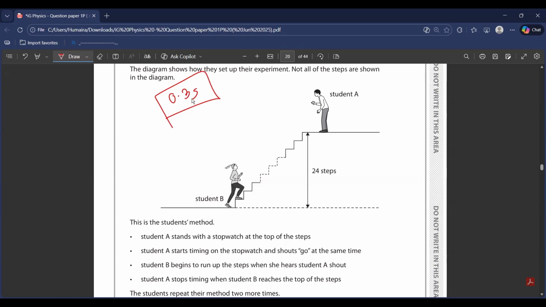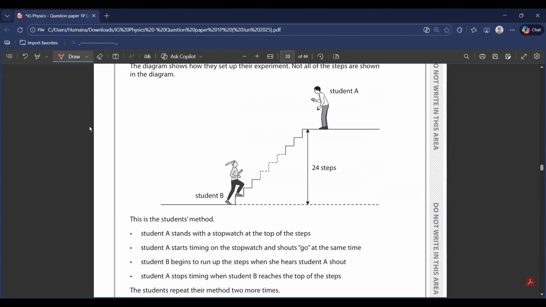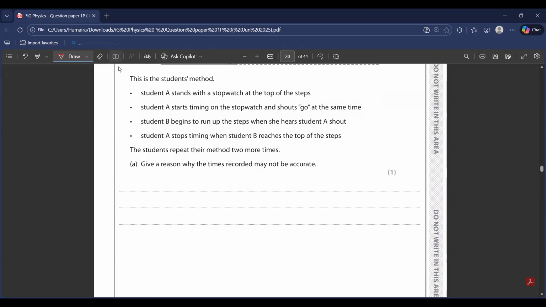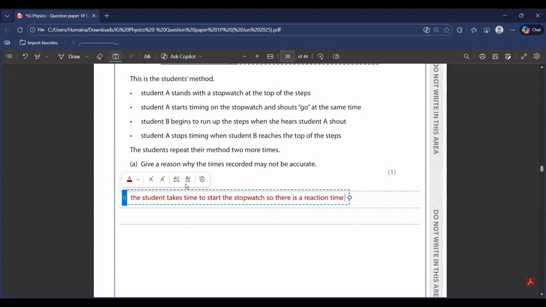Between 0.3 and 0.5 seconds. So it is not possible for us to realize this, but we react in that much time first, and then we do something, right? So the time he takes to react causes a delay in starting the stopwatch, which means that will give us an inaccurate result. So we can say that the student takes time to start the stopwatch. So there is a reaction time that causes an inaccuracy. Done.